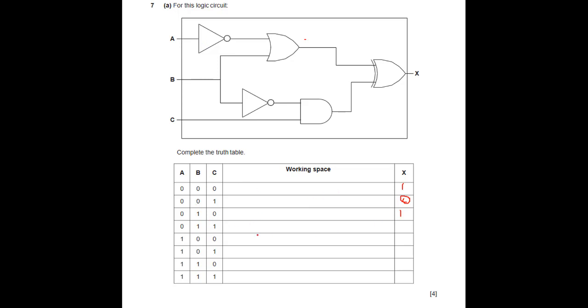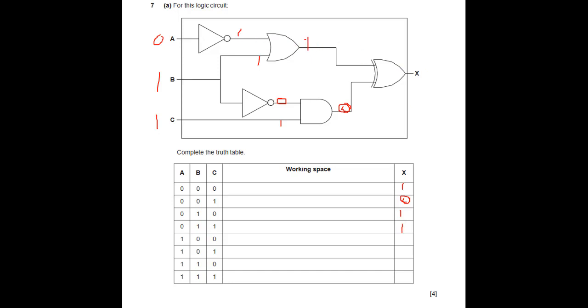Where were we? 0, 1, 1. So 1, 1. This would become a 0 and 1. So this would give me 0 because it's an AND. This would give me a 1 because it's an OR. So this would produce a 1.